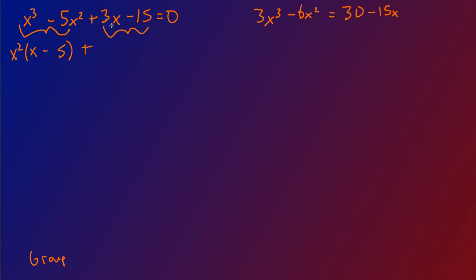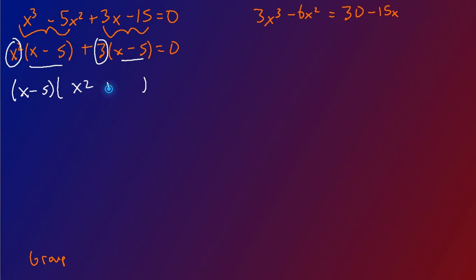Now plus, when I look at these two terms, I could factor out a 3. And now, when I look, I see that this is common to both of them. So I'll factor that out, x minus 5. Well, then what am I left with? Well, this thing and this thing. So x squared plus 3. Okay, so that means x minus 5 equals 0, and x squared plus 3 equals 0.